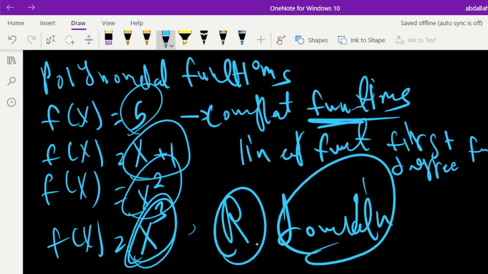So the domain of the polynomial functions is R, unless your teacher gives you a specific interval. You can say the domain here is from 1 to 5. This is a specific interval of real numbers. But in general, the domain of any polynomial function is real numbers. So this is the domain of it.